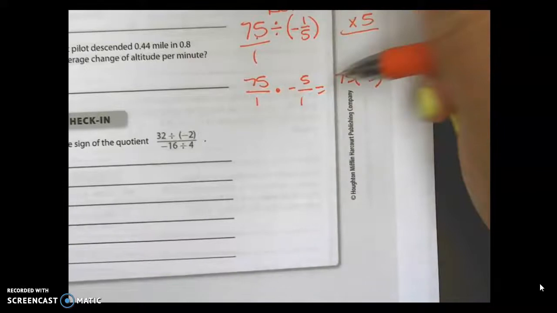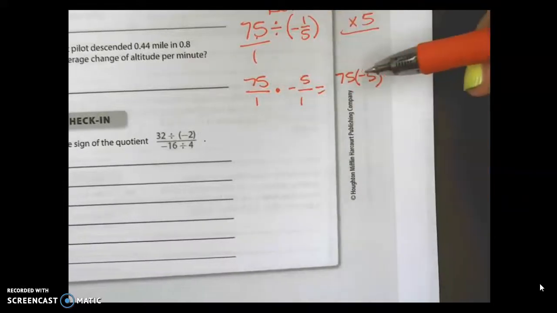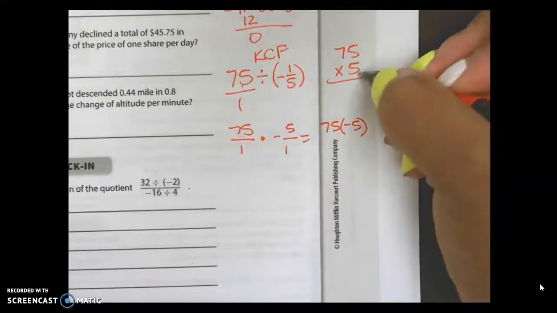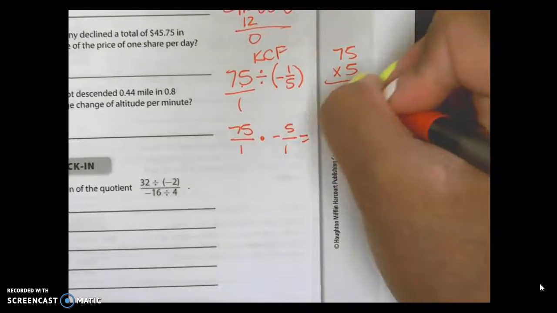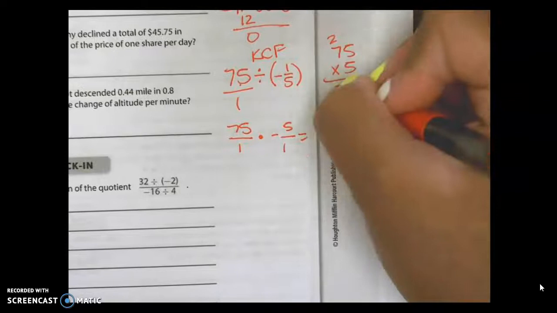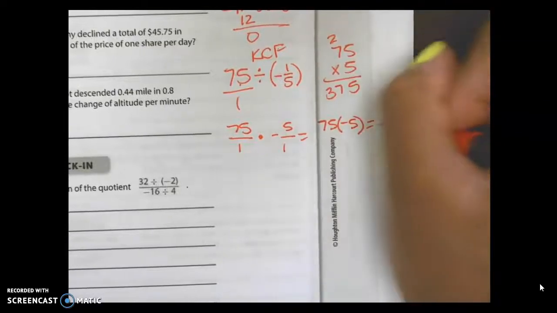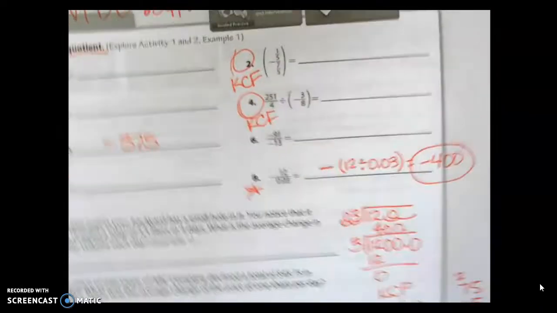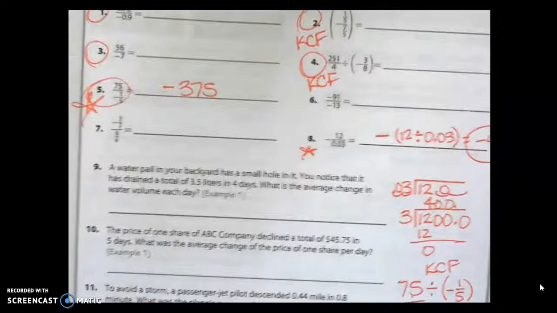I love this about dividing fractions because it turns into multiplication, which I love so much more than division, and I'm sure my students would say the same. So this is 25, and this is 375, and it is negative 375. Okay? That's how we do that.